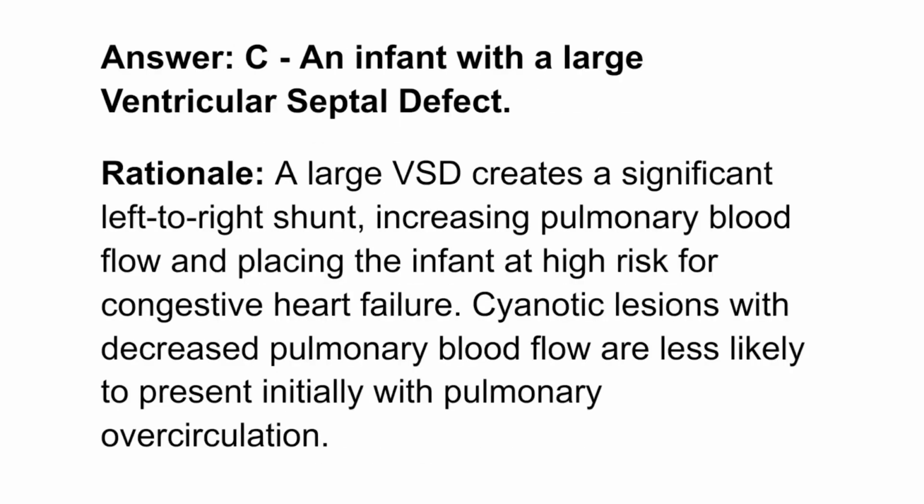Answer: C. An infant with a large ventricular septal defect. Rationale: a large VSD creates a significant left-to-right shunt, increasing pulmonary blood flow and placing the infant at high risk for congestive heart failure. Cyanotic lesions with decreased pulmonary blood flow are less likely to present initially with pulmonary overcirculation.